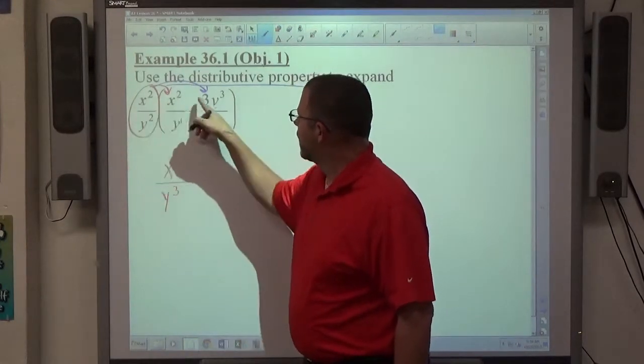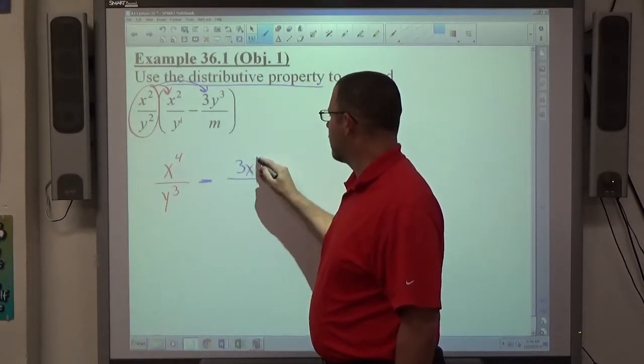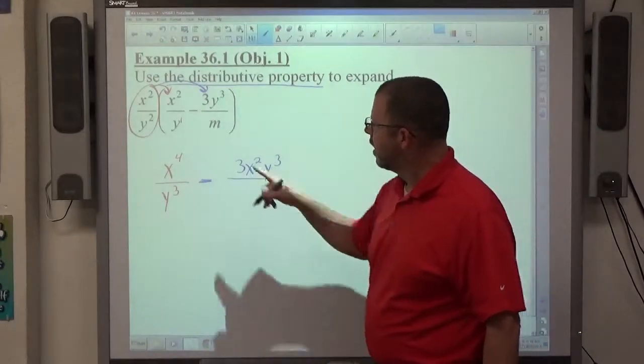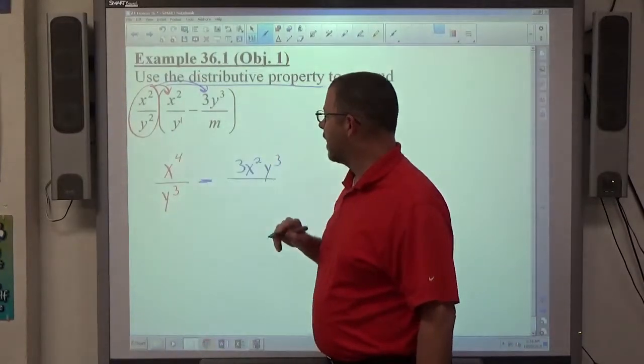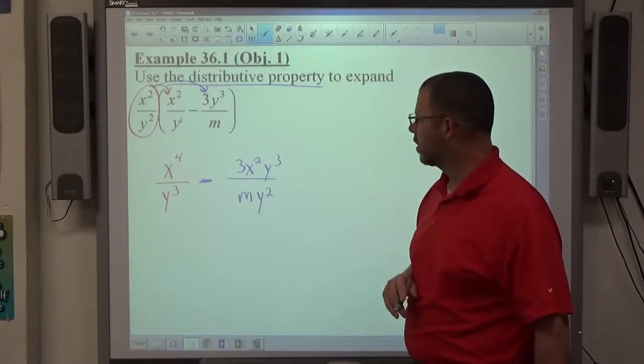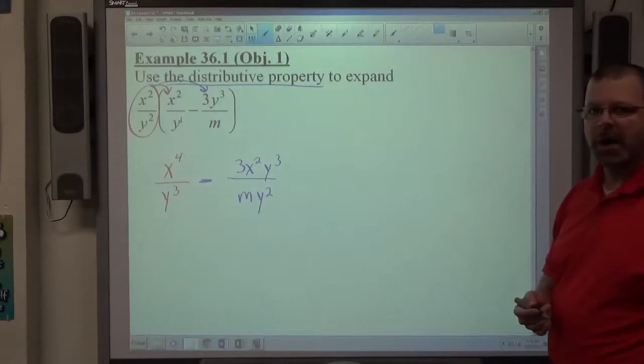And then x squared times 3y cubed, those are all different types of objects, so 3x squared y cubed, whatever order you want to put in, I like alphabetical order myself. On the bottom, y squared times m, again different letters, so all I can do is put my squared, again I'm going alphabetical order.